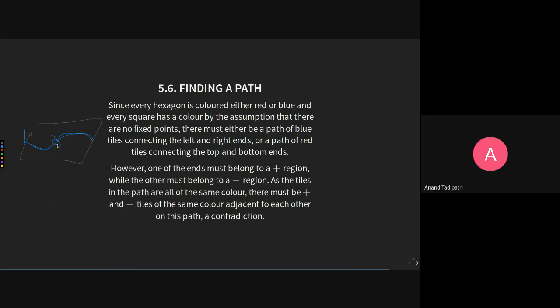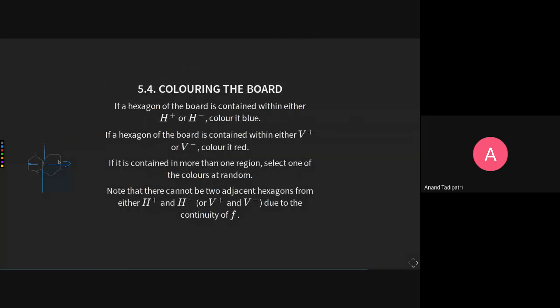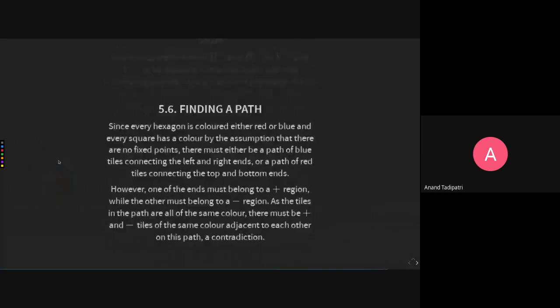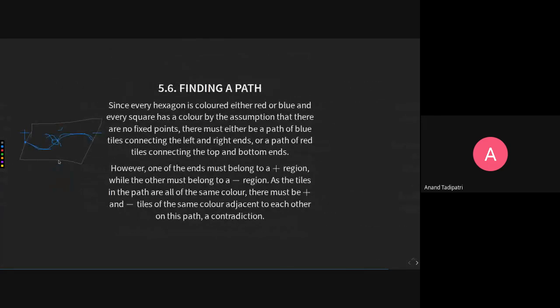Exactly. There must be a plus somewhere over here and a minus somewhere over here meeting. But if you go back to our previous argument, you can't have an h plus and h minus meeting. So this is a contradiction. Since h plus and h minus cannot meet, our assumption failed. All the points are not plotted. There is a fixed point that we didn't detect.